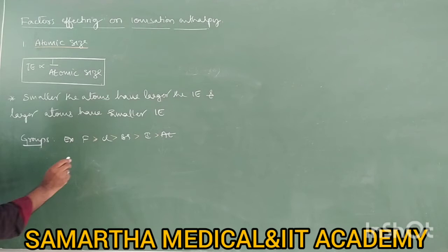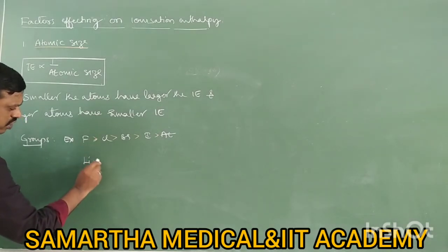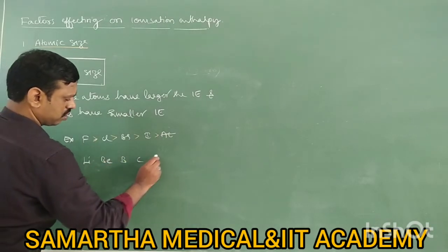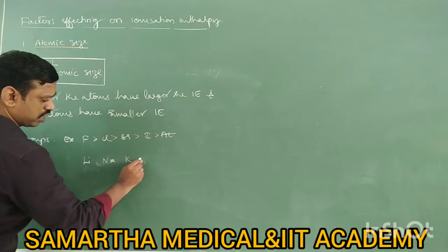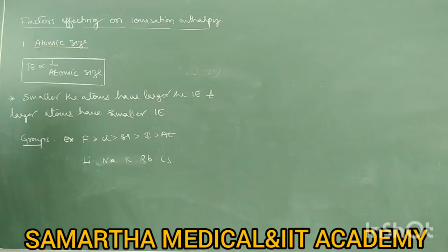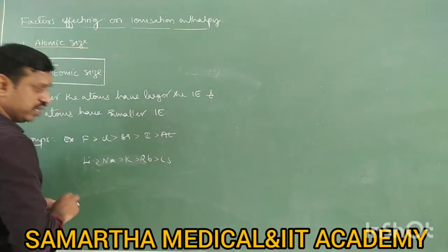Next, one more example. Take lithium, sodium, potassium, rubidium, cesium. Till cesium, enough. Tell me, what happens to ionization enthalpy from lithium to cesium? Obviously it decreases because it is a group.